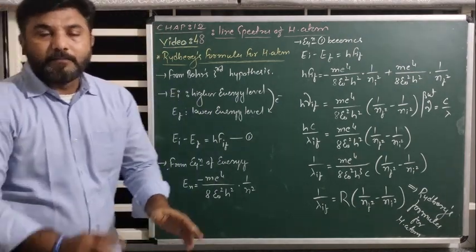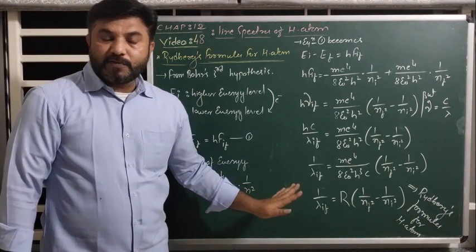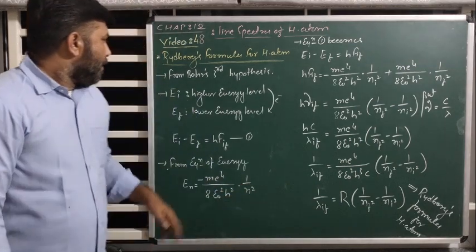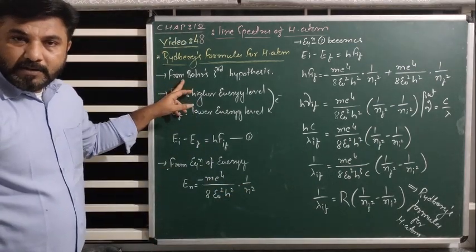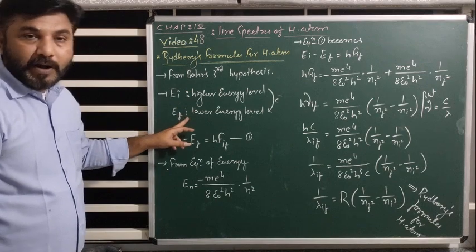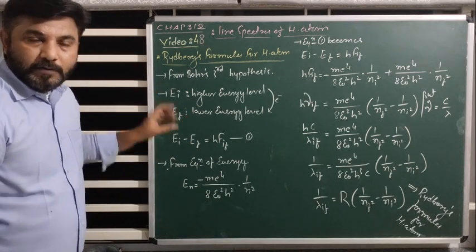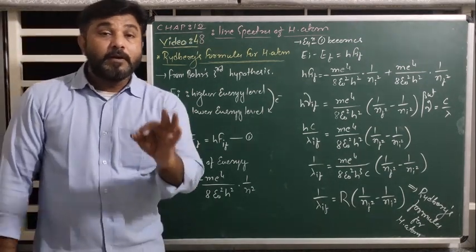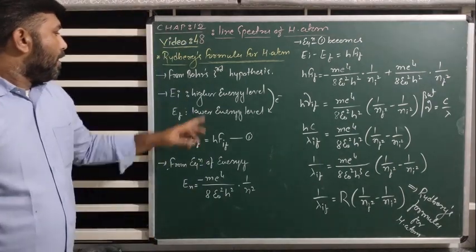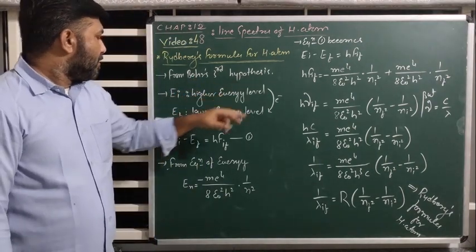But before that, how to obtain that Rydberg formula? It is very easy. You have to take the Bohr hypothesis, then write the Bohr hypothesis. It is the point which you have to remember in short. How? Let us see. This is the Bohr hypothesis.